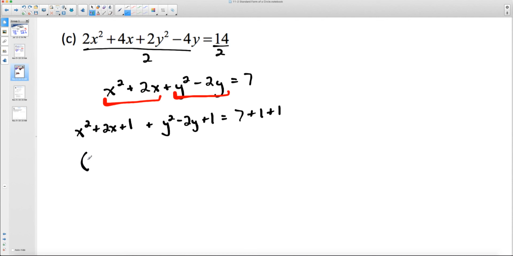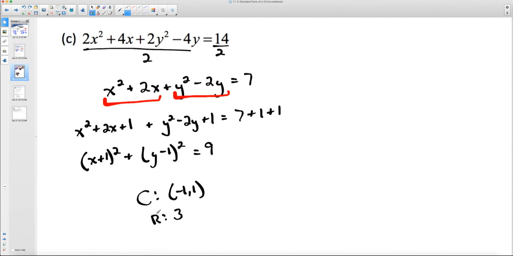Now this factors to be x plus 1 squared. This factors to be y minus 1 squared. And that's going to equal 9. So now our center is negative 1, 1, and the radius is 3.